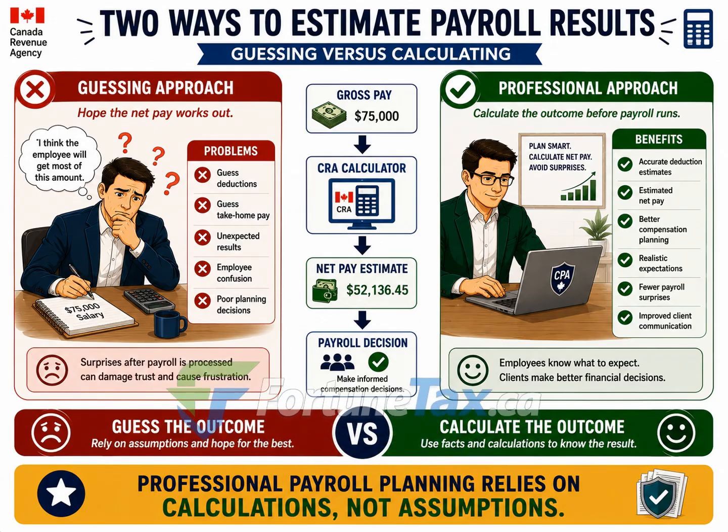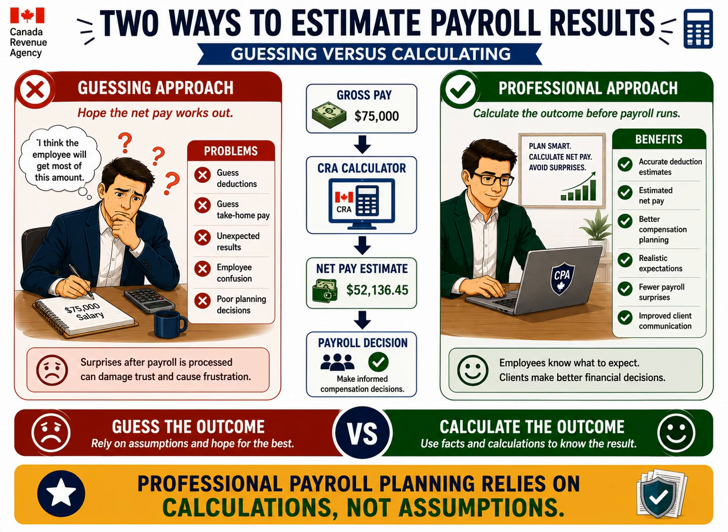This is the guessing approach. In this situation, a business owner or practitioner looks at a salary amount and tries to estimate the outcome without performing any formal calculations. The assumption might be something like, I think the employee will receive most of this amount. At first, this may seem reasonable. However, payroll deductions can significantly affect the final result. Income tax, CPP contributions, and other payroll deductions all reduce the amount that eventually reaches the employee. Without proper calculations, it becomes difficult to predict the actual net pay.